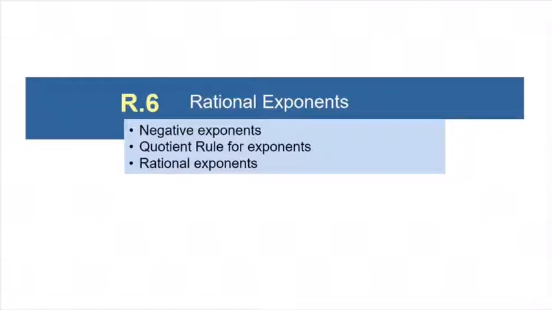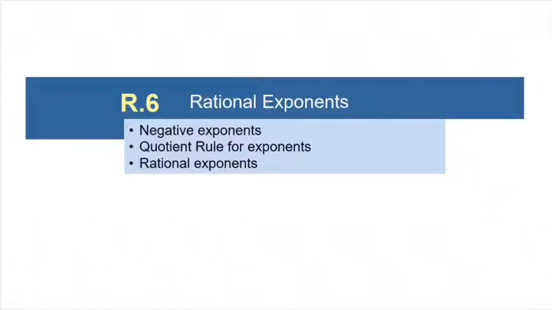Today we're in section R.6, looking at rational exponents. You may remember that in section R.3 we reviewed some of our exponent rules, the product rule and the three power rules, and we also talked about the zero exponent rule. Today we're picking up the rest of our exponent rules, so we're going to be looking at negative exponents and the quotient rule for exponents, and then we'll look at rational exponents, which just means exponents that are fractions.